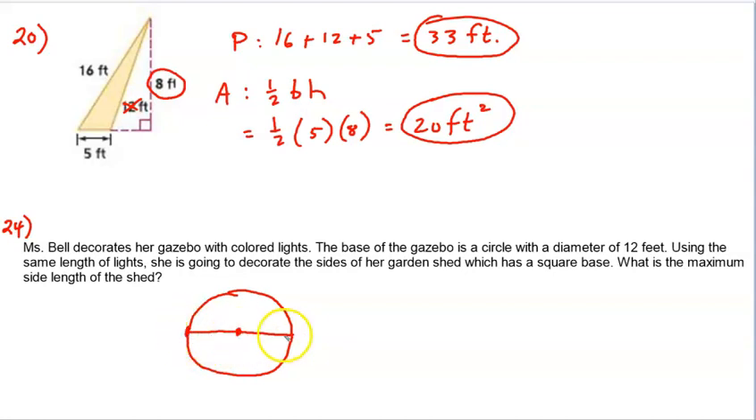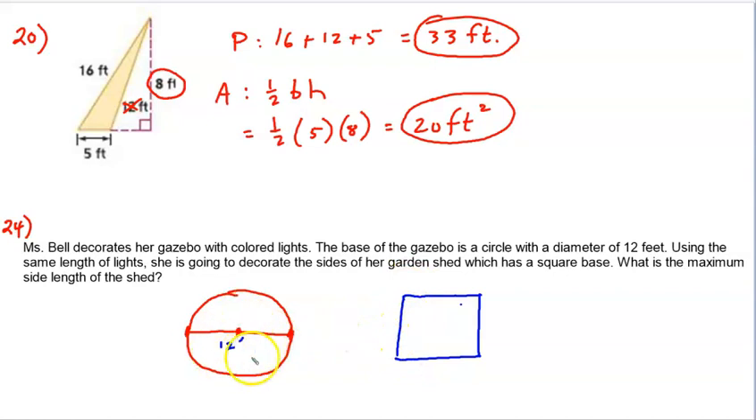So this whole length here, diameter of 12 feet. Using the same set of lights, she's going to decorate the sides of her garden shed, which is square. All right, so it's got a square base. So what this is saying is whatever the circumference of this circle will be used, the same length, to help us with the perimeter of this square.